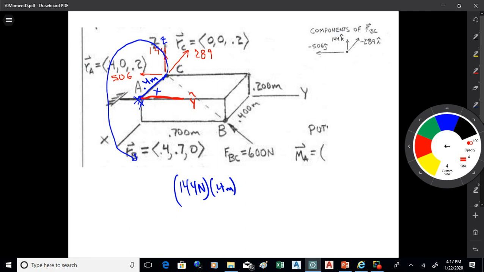So you start from point A, and then you go to C. Yeah, lay your hand out like that and then spin your fingers in the direction of the moment. And counterclockwise is positive and clockwise is negative. Yeah, you look at which direction your thumb points. My thumb points in the positive y direction when I do that.